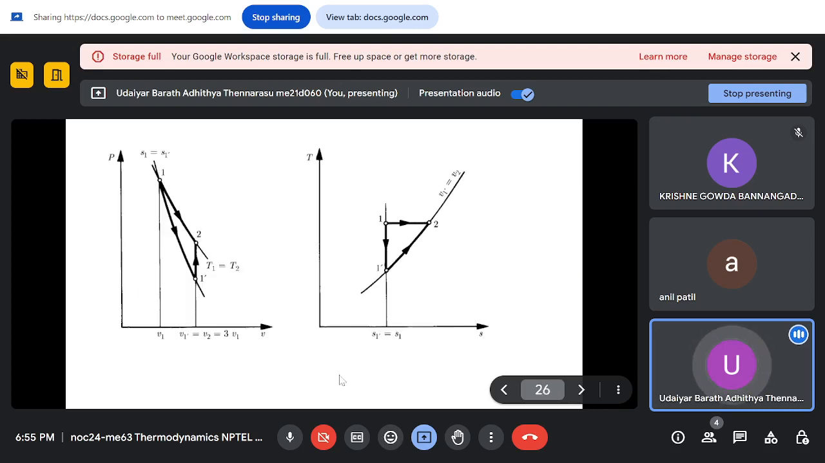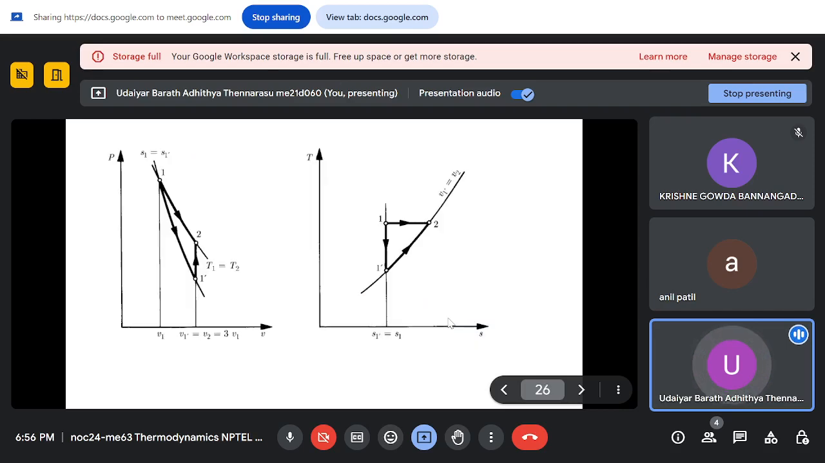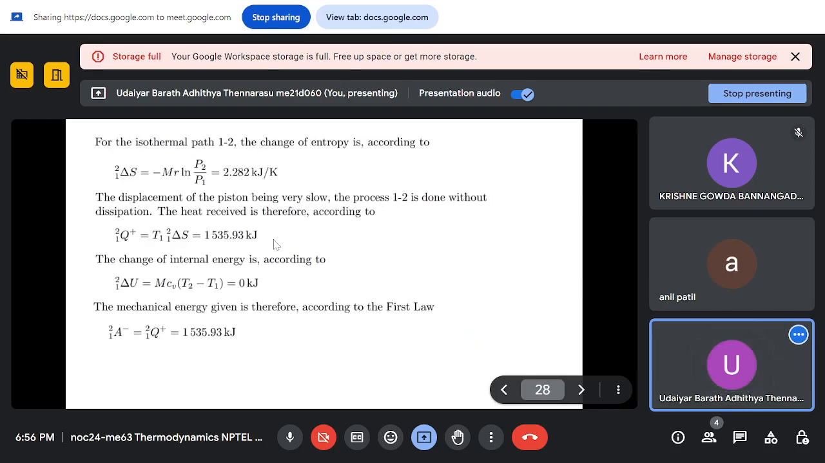So now we have found all pressures and temperatures at all points. Next we need to find the change in entropy, the mechanical work done and the heat transfer. First is to find the entropy change.